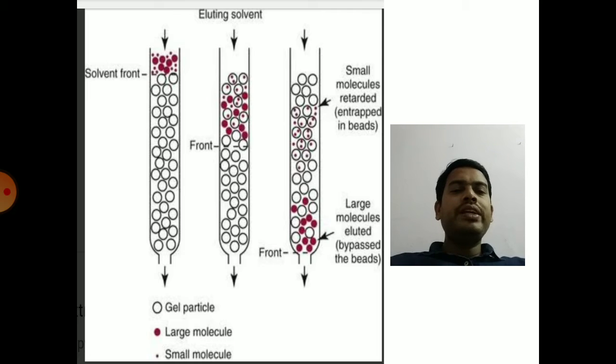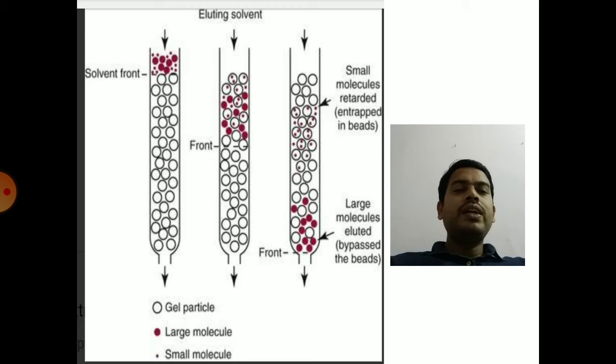Generally, the packing material in molecular exclusion chromatography will be hydrophobic, whereas in the gel filtration technique, the technique is the same, but here the stationary phase will be hydrophilic. That is the major difference. So a hydrophilic stationary phase is present in the gel filtration technique, and in molecular exclusion chromatography it is the hydrophobic stationary phase that is used for the separation of the solute particles or sample particles.